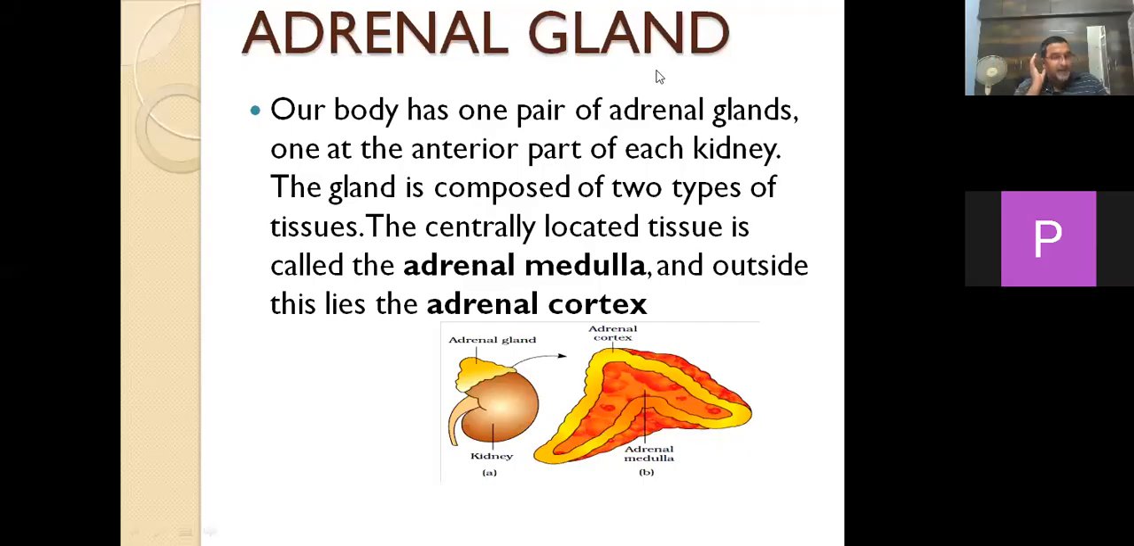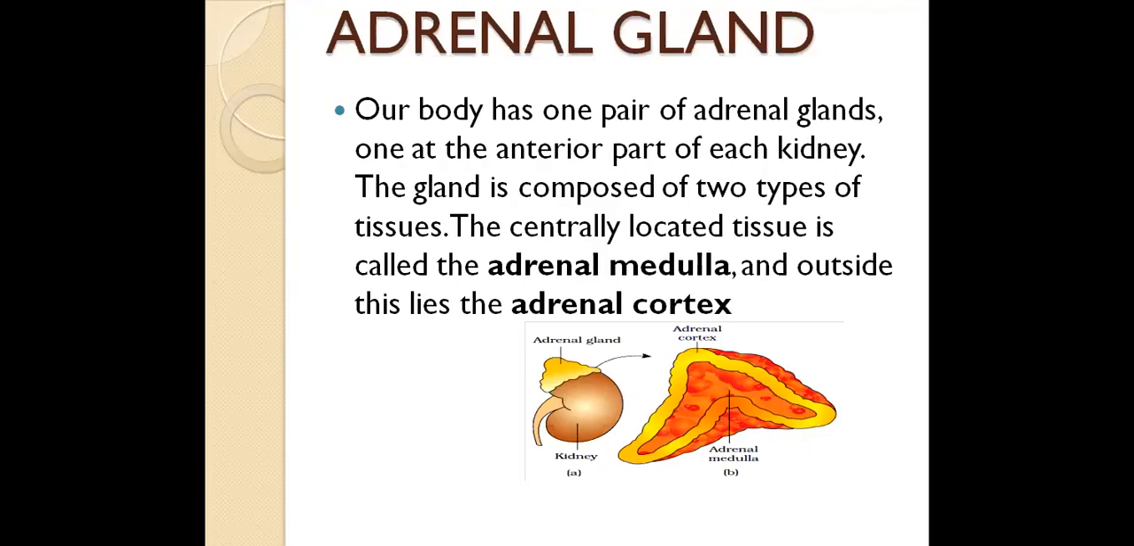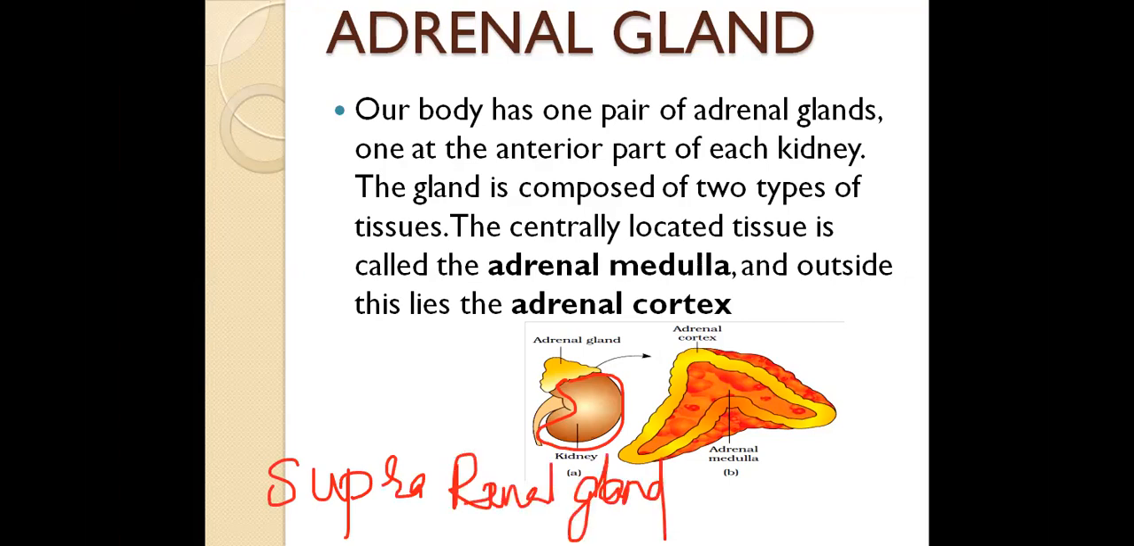So then let's start with the adrenal gland. Our body has one pair of adrenal glands. You see here, this is above the kidney. That's why we also call this gland the suprarenal gland. Supra, above; renal, kidney. Above the kidney, that's why we say suprarenal gland.